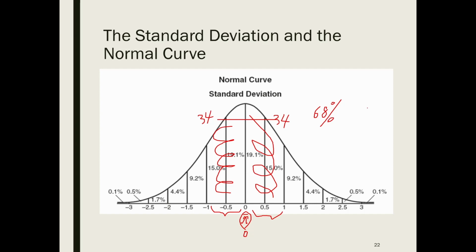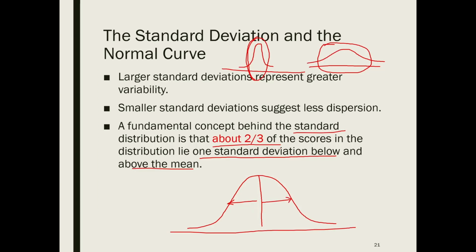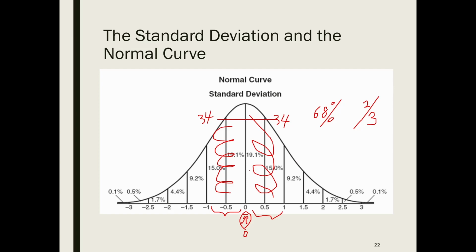Okay, 68 is sort of like 2/3, because 2/3 is about 66.666. So what this sentence means is that the majority of the scores lie within one standard deviation, between +1 standard deviation here and -1 standard deviation here. If we go to 2 standard deviations, then it goes to a bigger range.